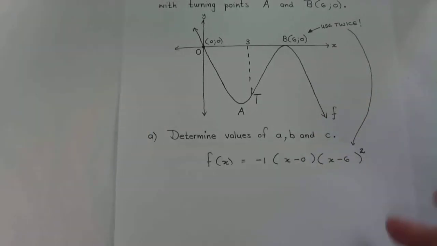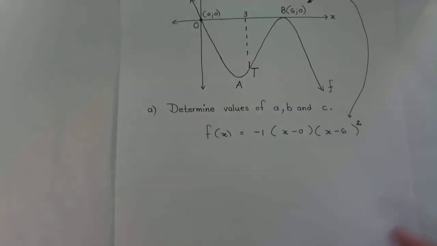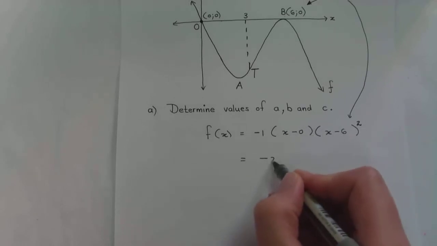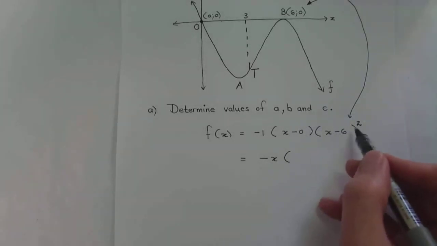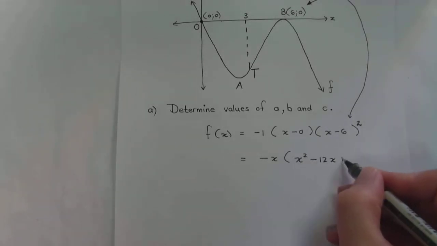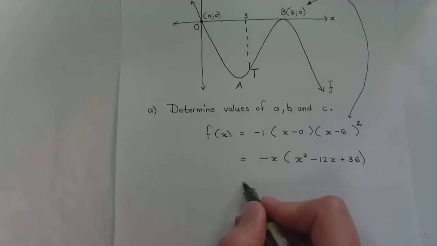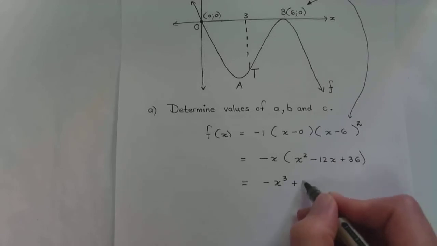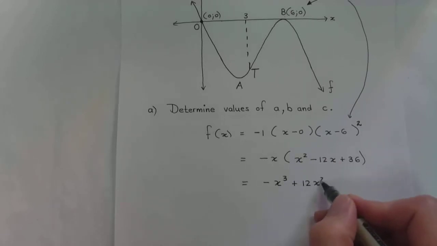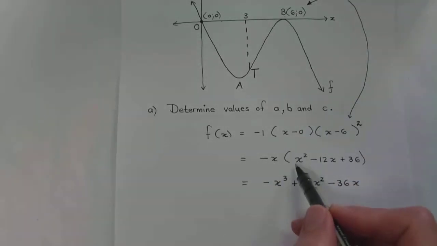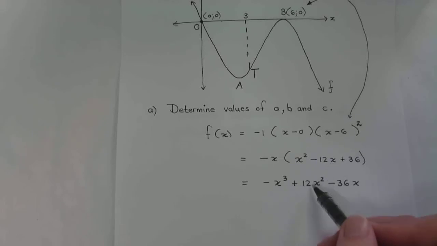Now, because I've already done the substitution, I'm just going to multiply it out. So multiplying it out, minus x, obviously minus 0 is just going to be minus x. And then this is quite nice and easy because it's a binomial squared. So it's x squared minus 12x plus 36. And then finally, I'm just going to distribute that negative x to give me minus x cubed plus 12x squared, and then minus 36x. So let's just double check. That's minus x times x squared is minus x cubed, and that's going to be plus 12x squared, and that's going to be minus 36x.